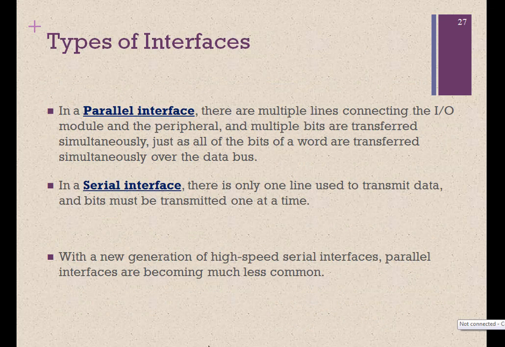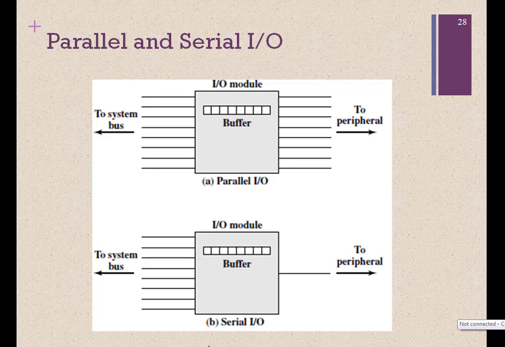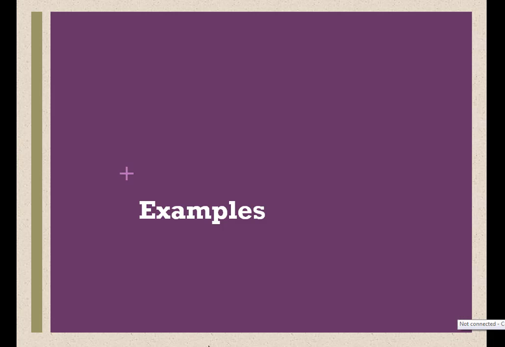The types of interfaces: parallel interface and serial interface. In parallel interfacing, multiple bits are transferred simultaneously, so data communication is fast, and parallel peripheral devices are used for this purpose. In serial communication, data is transmitted one bit at a time. With high-speed serial interfaces, parallel interfaces are becoming less common. There is a block diagram for parallel and serial showing how data is communicated or transferred from the buffer to the system, or from the system to peripheral devices.